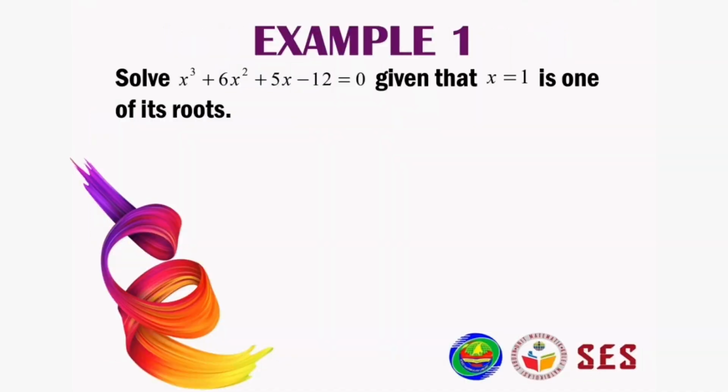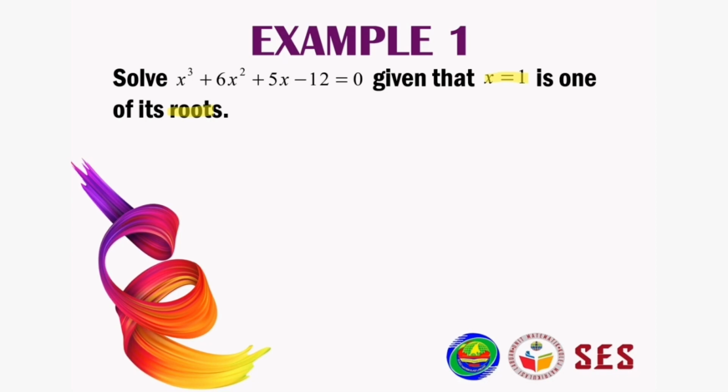Let us try to solve example number 1. We were asked to solve x cubed plus 6x squared plus 5x minus 12 equals 0, given that x equals 1 is one of its roots. We need to take note of the given information in this question, which is x equals 1 as its root.